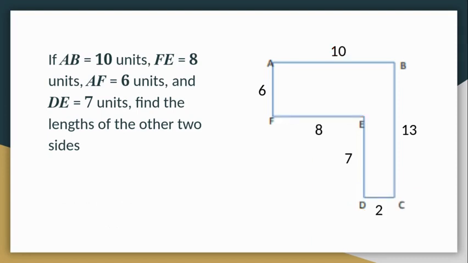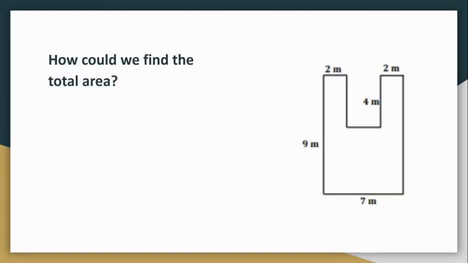Once we've found the lengths of each side, we can find the area by breaking the compound figure into two rectangles and finding the area of each. Let's look at a new compound figure. Our goal is to have multiple strategies for finding the area. Take out a pencil and paper so you can write down these strategies and use them later.